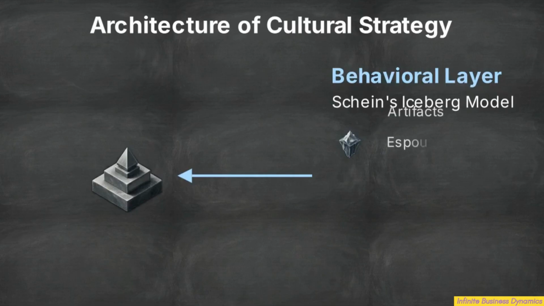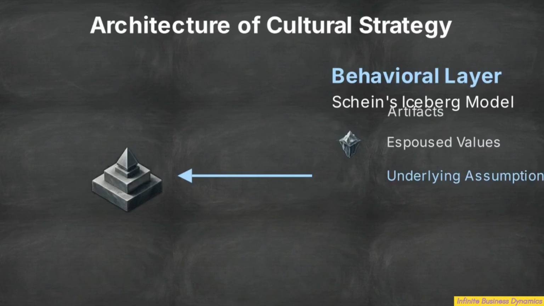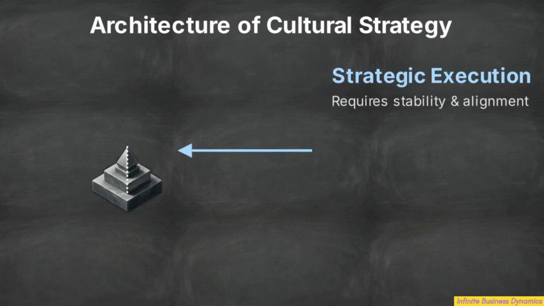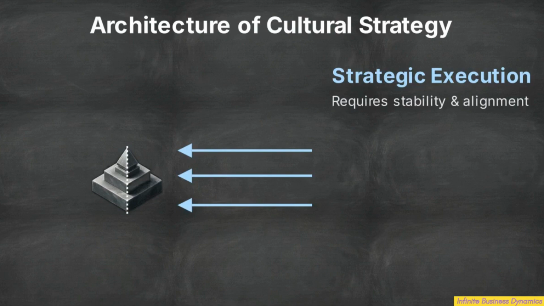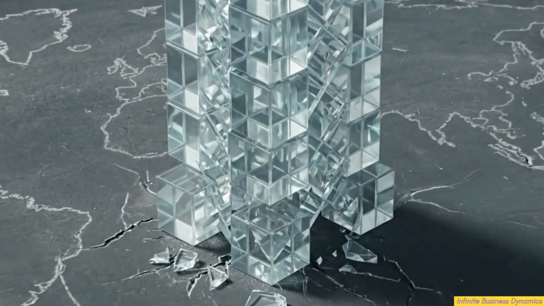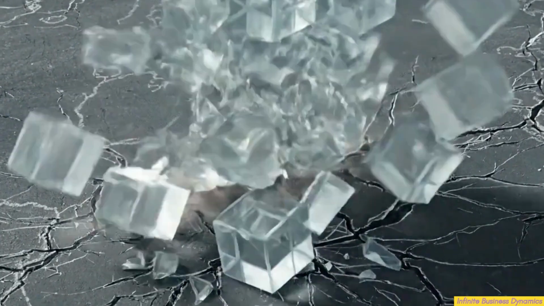Schein's model helps expose the deep, unconscious beliefs that drive the decisions of the individuals working there. Finally, strategic execution sits at the apex. It relies entirely on the stability and alignment of the national and organizational layers beneath it. If you build a cross-border supply chain without aligning these foundational layers, the entire structure collapses under the friction of its own operations.